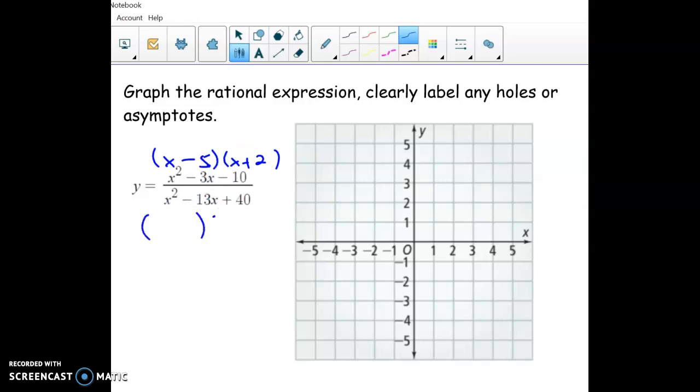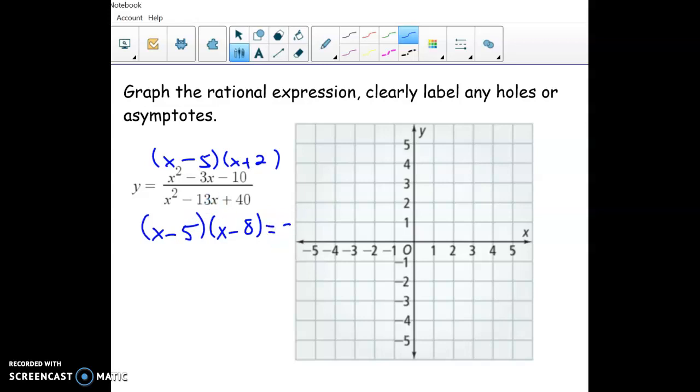Okay, and then in the bottom, let's see. So it multiplies to a positive, but adds to a negative. So x and x, and then we're going to need two negatives. That'll multiply to positive, but add to a negative. And so for 40, 10 and 4, that seems to be pretty close, but that doesn't work. Maybe 5 and 8. Looks like 5 and 8 will work. That'll add up to -13.